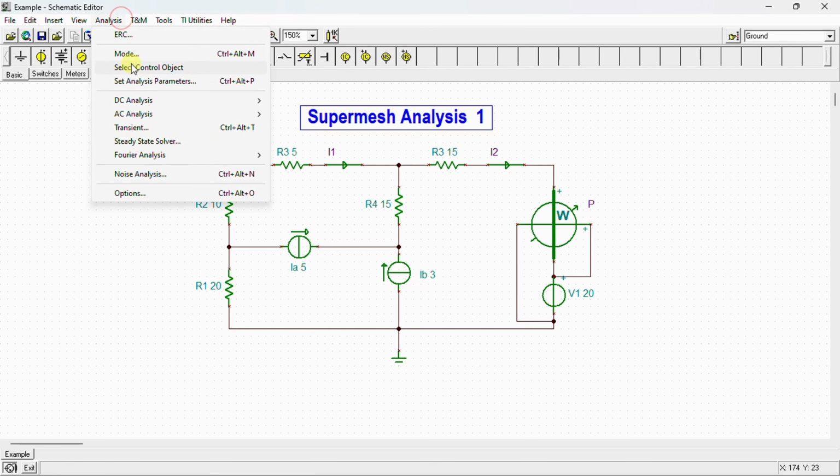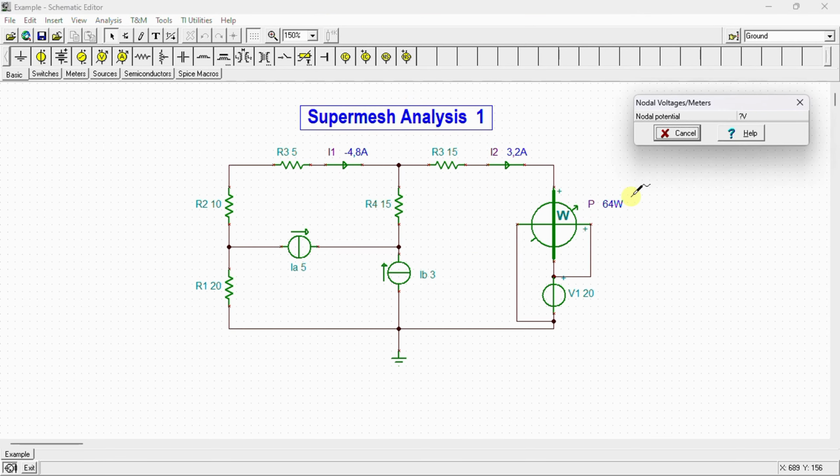Let's go to analysis, DC analysis, calculate nodal voltage. We can see here that the power supplied by the voltage source is 64 watts and the current I3 is equal to 3.2 amps. Those values are exactly the same as the values we obtained by calculation.